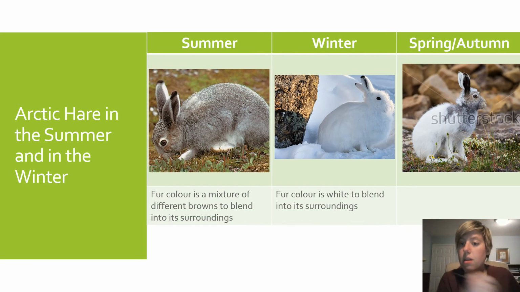So another way that we have with adaptations is if we're looking at the Arctic hare. And if we're looking at the Arctic hare during 1 year, we can see in the summer that the Arctic hare is a mix of different browns. In the winter, it's completely white. Why? To adapt to its area. In the winter, it's covered mostly in snow. So the Arctic hare has a fur color so it can blend in with its environment.